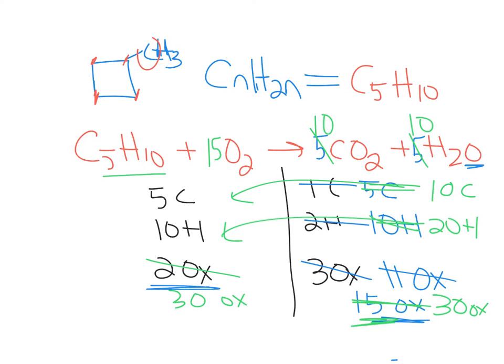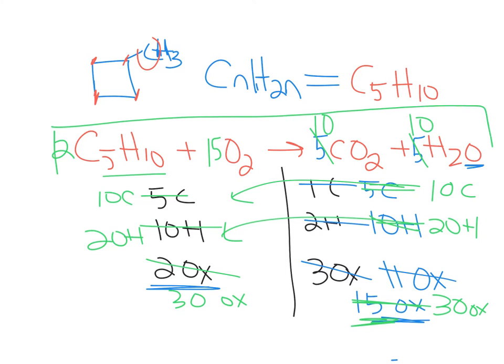So what I'm going to do here is I'm simply just going to add a 2 in front of it, and that's going to give us the 10 carbon, that's going to give us the 20 hydrogen. And so now we have a complete balanced chemical equation. It took us a little bit to get there, but we've got it. So a complete combustion of C5H10 would take 2 molecules of C5H10 plus 15 O2 will give us 10 CO2 plus 10 H2O.